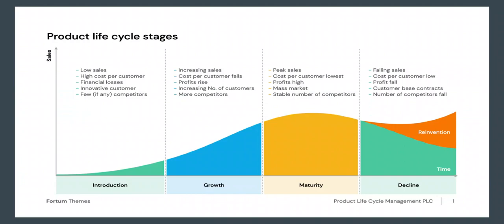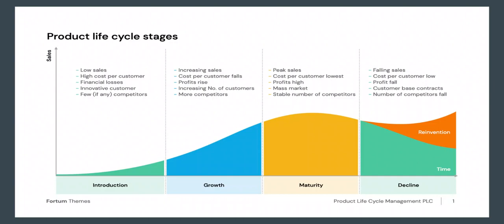Here's a good little diagram I found about the life cycle. You can see the introduction: low sales, high cost per customer, financial losses, very few competitors. It's pretty low on the graph. Then we have growth, where it really starts to pick up. Sales are increasing, cost per customer begins to fall, profits rise, and there are more customers and also more competitors.